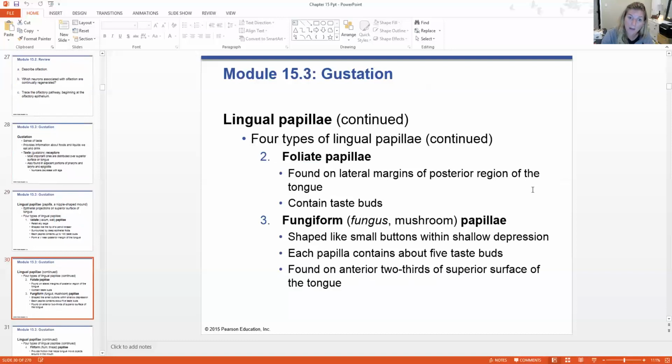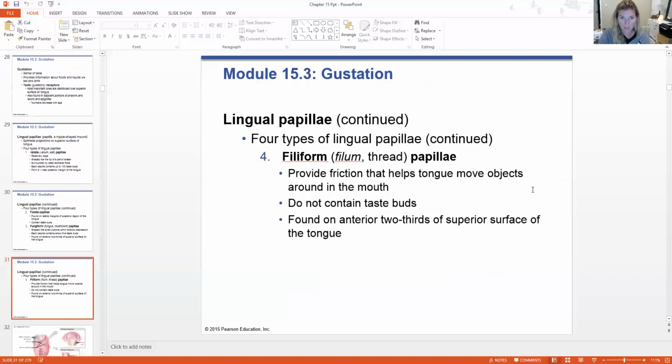The fungiform papillae are shaped like little buttons, and they contain about 5 taste buds each, and they're found on the anterior 2/3 of the tongue. And then the filiform papillae, which provide friction. They don't have taste buds on them. They're found on the anterior surface of the tongue as well. That's more for grasping and moving the food rather than tasting it.